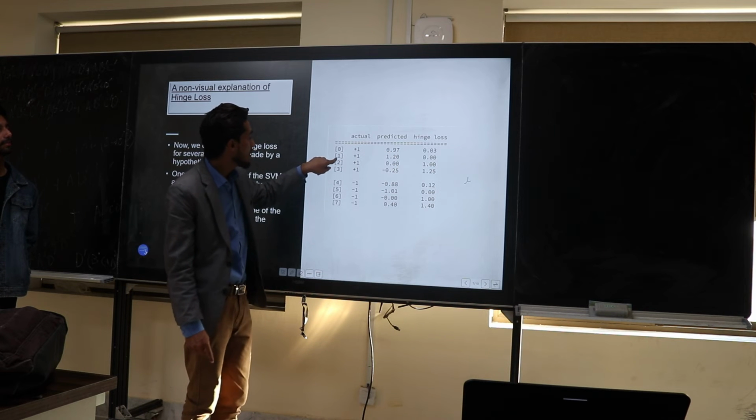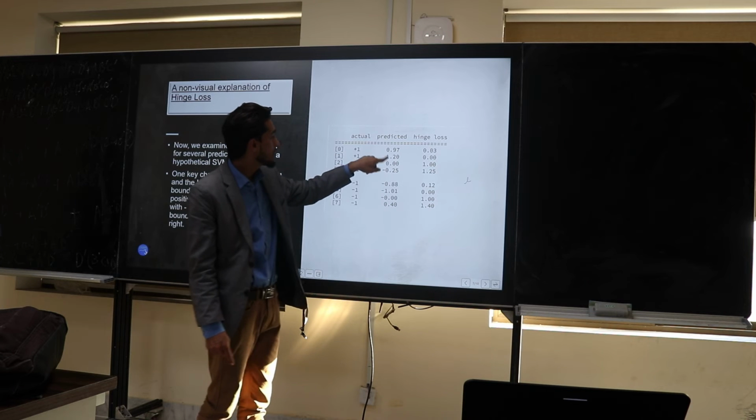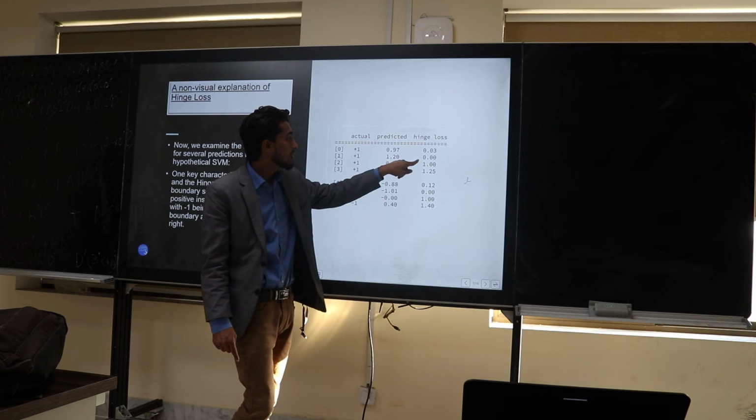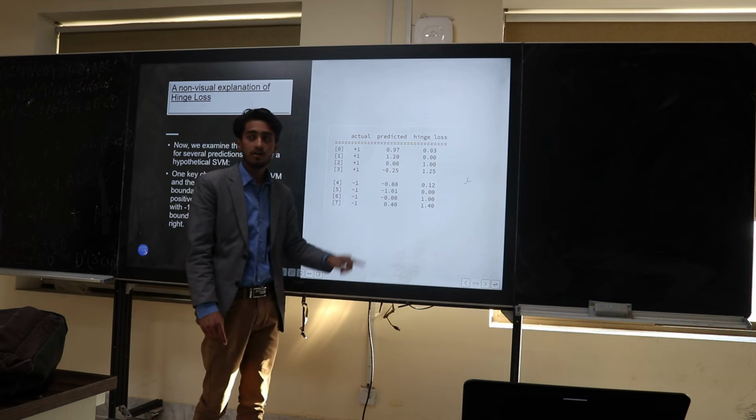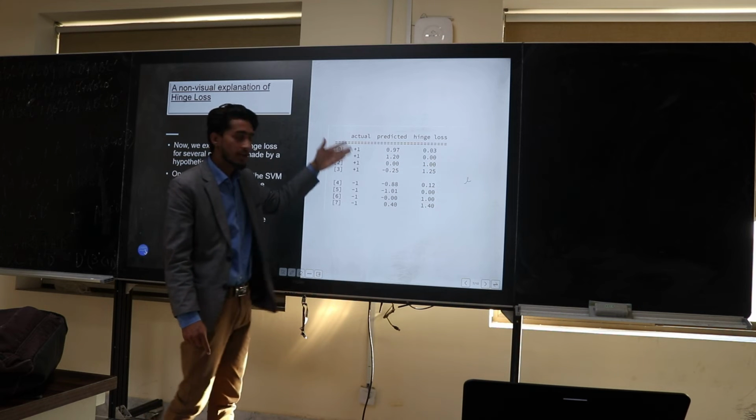And when at index 1 the actual value is 1 and the predicted value is 1.02, we can say that we are on the correct side, and the hinge loss will be 0. And like that.